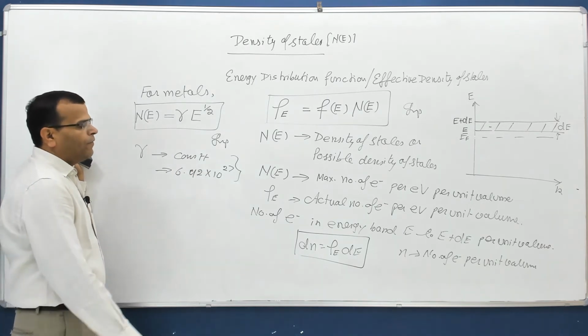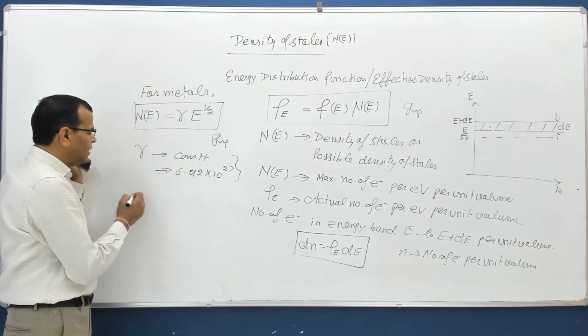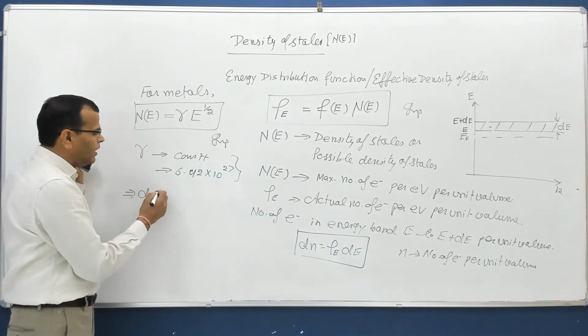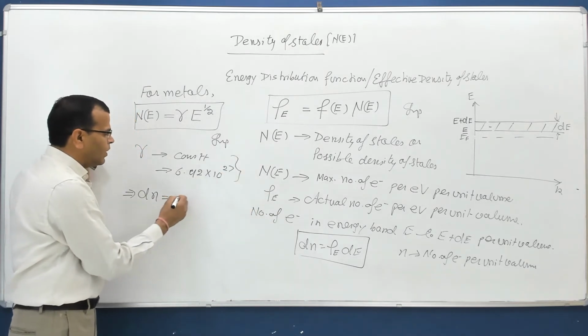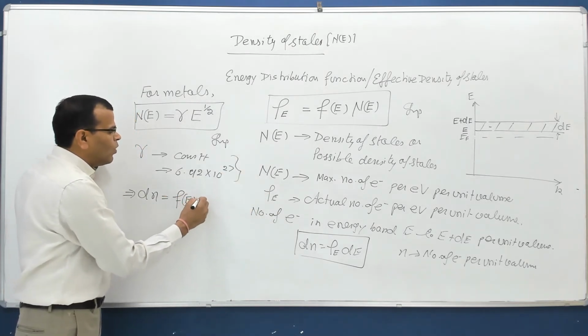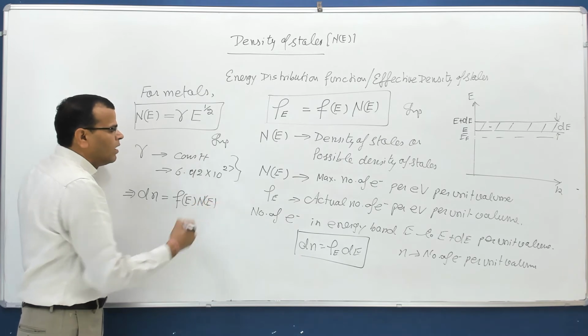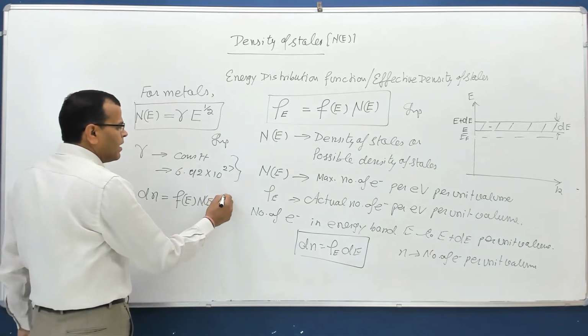Now, if you see this, what is dn? This implies dn is equal to, I'll rewrite this equation, Fe into Ne multiplied by dE.